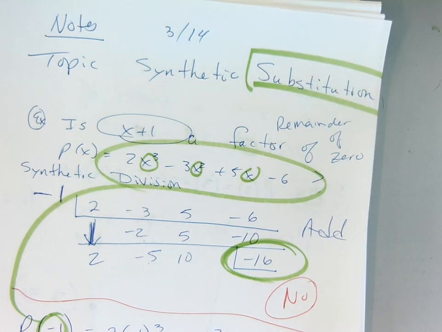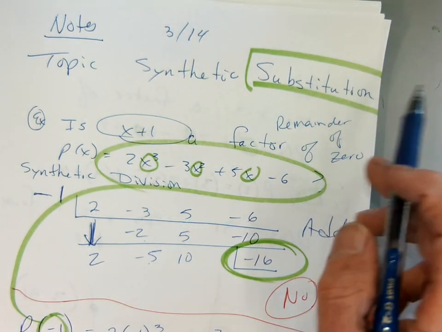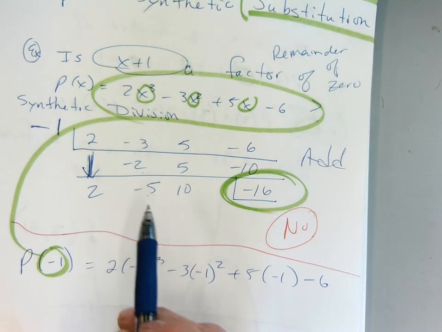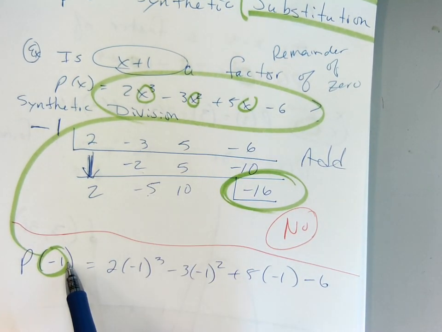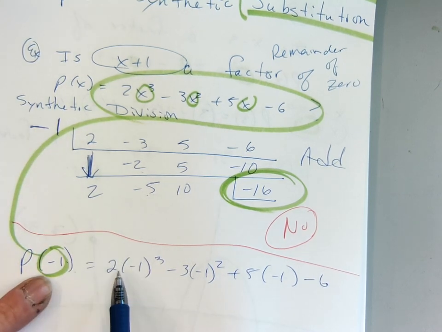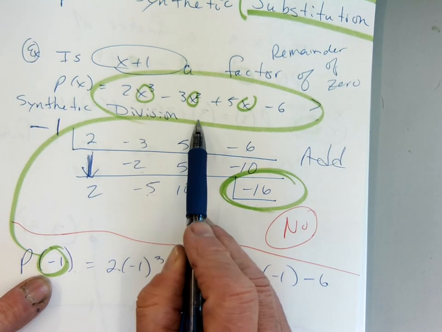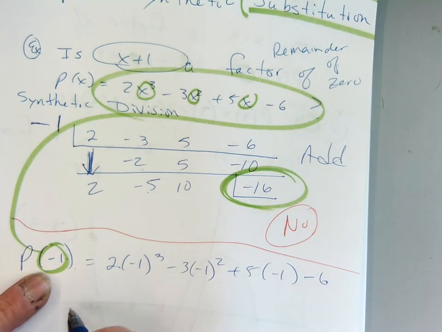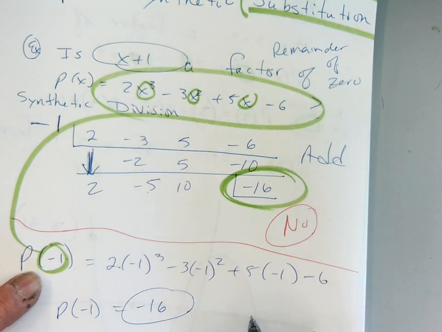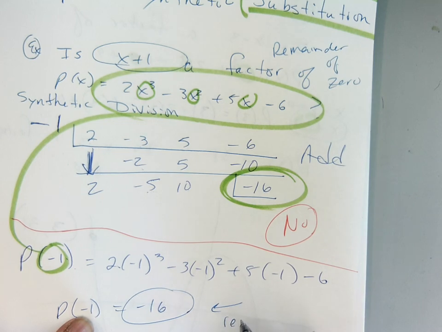Now, what is this about, substitution? Well, instead of dividing, instead of doing synthetic division, if I plug in -1 for x and figure out what it equals, on my calculator I did this earlier, it turns out to be -16. With synthetic substitution, it tells you the remainder.